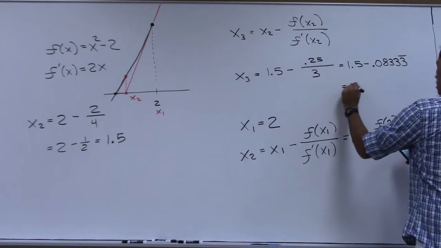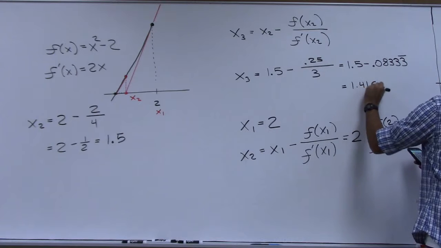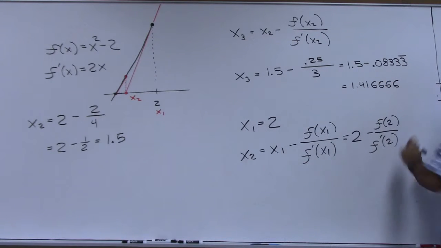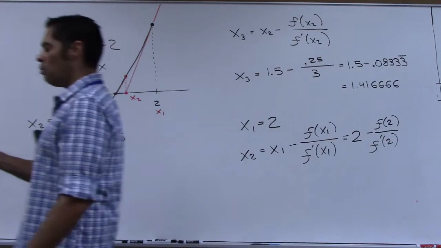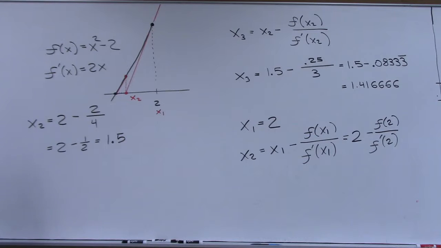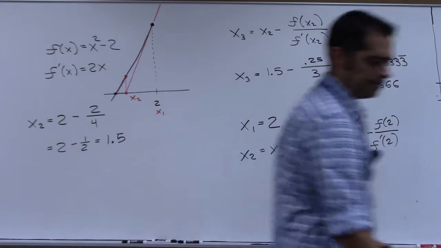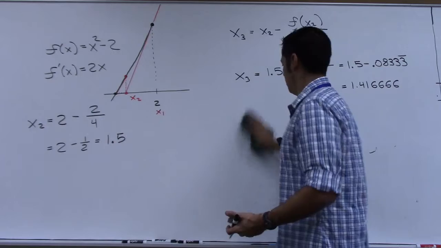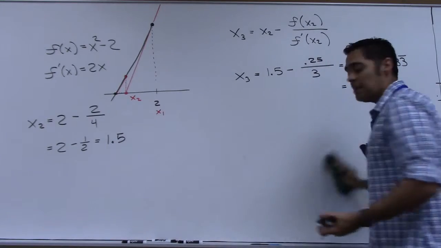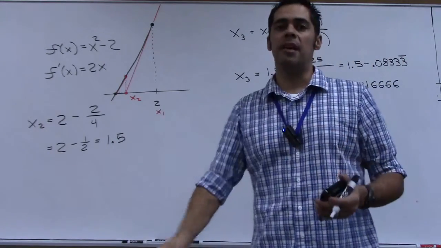I'm getting 1.416666, something like that. Now, what is the square root of 2 if you typed it into your calculator? 1.414213, something like that? Are we getting closer? Yes. So let's do one more iteration. So it approaches it kind of like a limit? It approaches it like a limit, yes. It approaches without necessarily having to get to it.